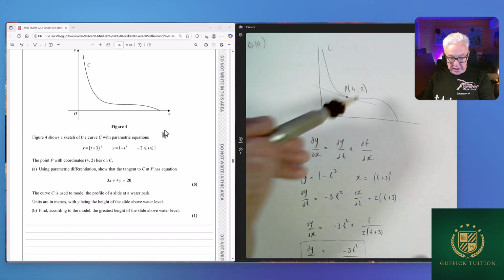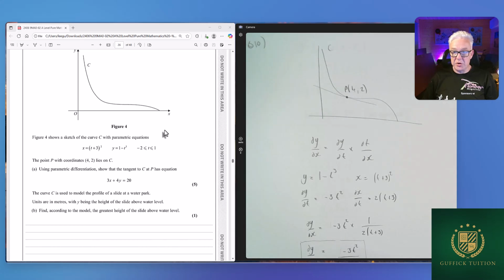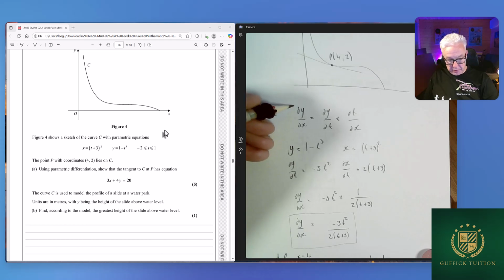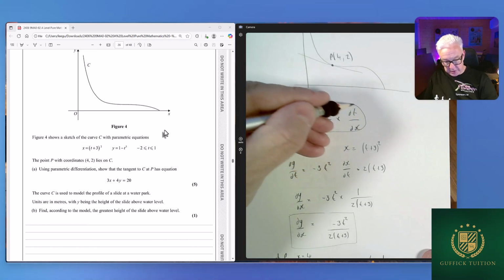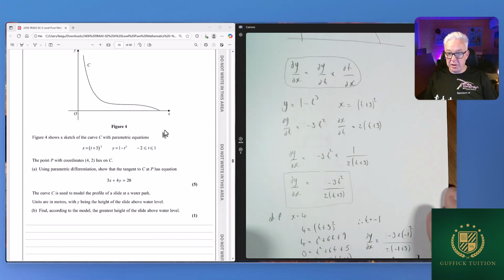So I've drawn a sketch here and I've drawn a tangent to the curve at the point P, which I've labelled there (4, 2). So this is going to be an application of the chain rule. In other words, we're going to be using the fact that dy/dx is equal to dy/dt times dt/dx. So that's an application of the chain rule. So we need to differentiate our y and differentiate our x with respect to t to start off with.